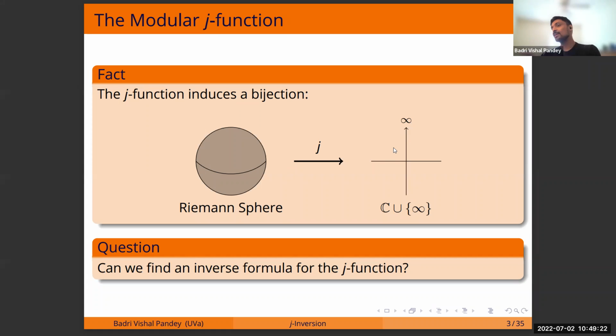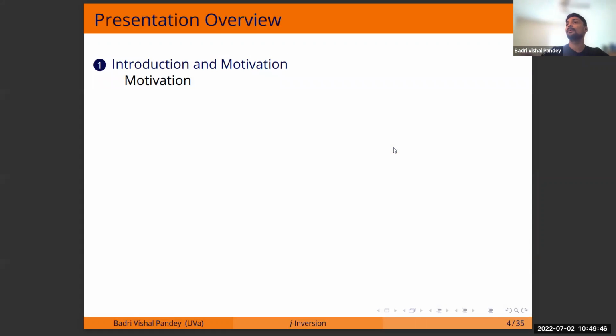So obviously we are interested in finding these inverse formulas, right? And today we are going to talk about that. But keep in mind that the theorems that we prove actually give you a way to approximate the inverses. So still we don't have any closed formulas for this. Before we get started, let me give you an overview.